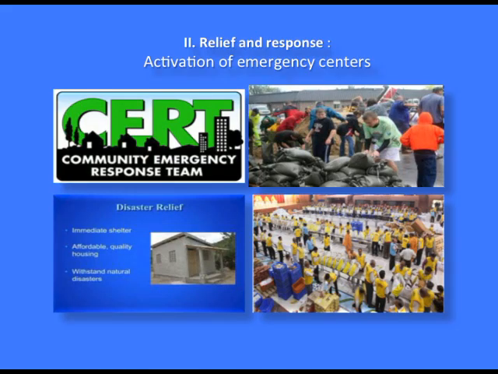Similarly, the second method of disaster management is relief and response. Then what do you mean by relief and response? Relief and response are nothing but the activation of emergency centers. For example, community emergency response teams can be activated and disaster relief can be done by means of temporary housing and temporary shelter, etc. Similarly, relief by means of giving them food and clothing, etc., which can help in the protection of individuals or the community.